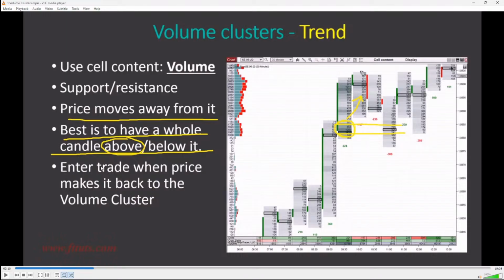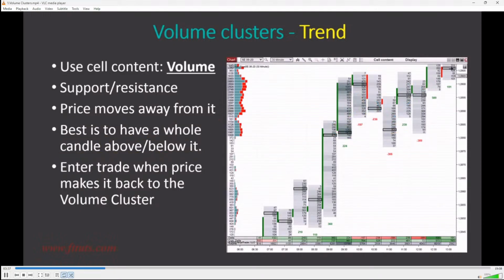This is actually my favorite strategy. In this case, we have two candles, this one and this one. The whole candle, the body and the wick, are above this support zone. And now we are waiting for a pullback. You're waiting for the price to make it back to this level. And when it does, you enter a long trade from there.